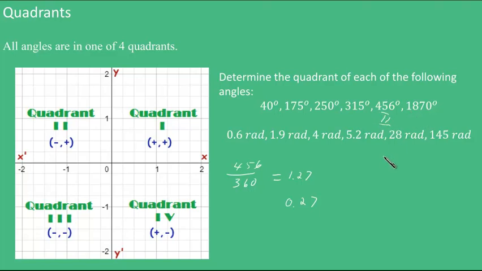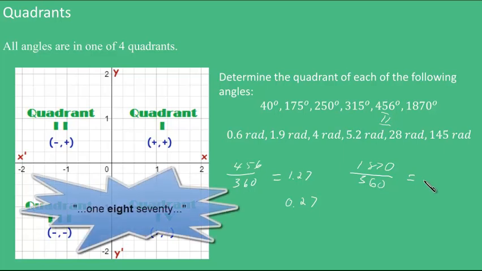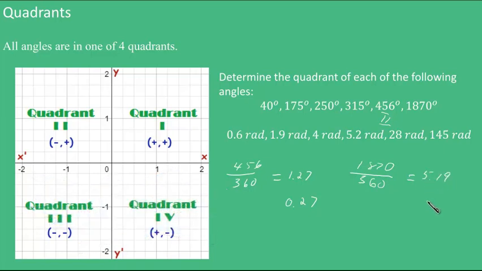Now how about this one, 1870? Well, I simply take 1870 and divide it by 360. Remember, 360 corresponds with 1 revolution, so I'm finding out how many revolutions we have. That's 5.19. So that's the same as 0.19. Notice 5 revolutions. That means 1, 2, 3, 4, 5.